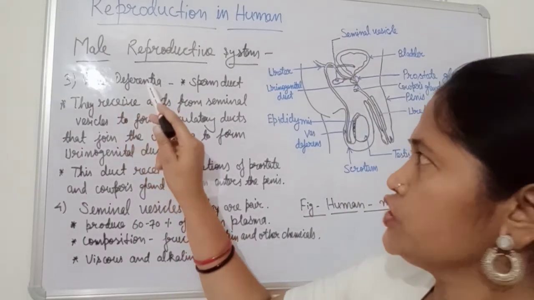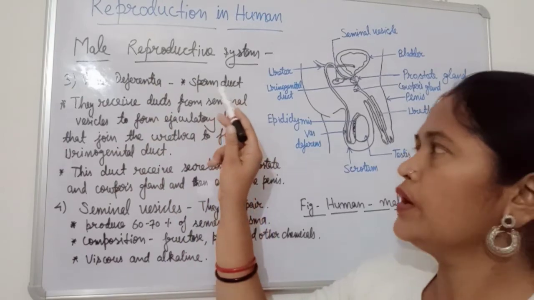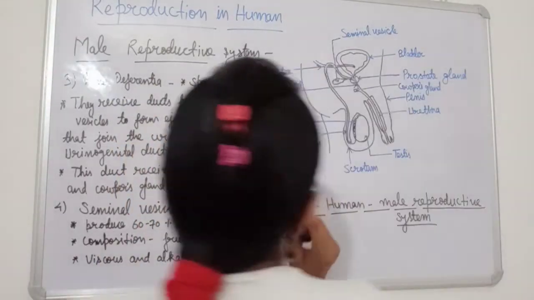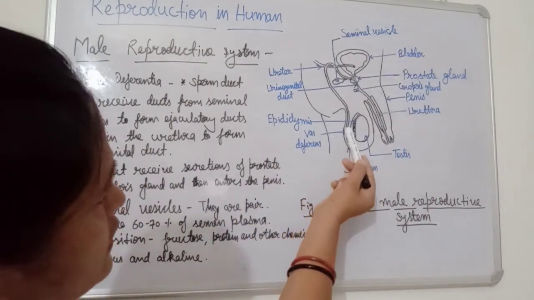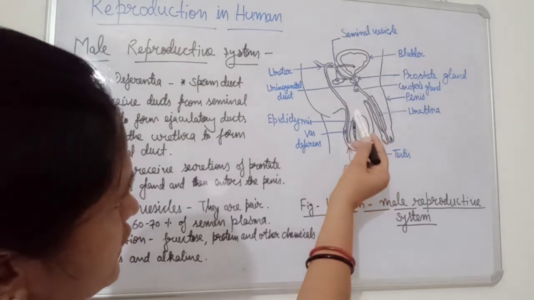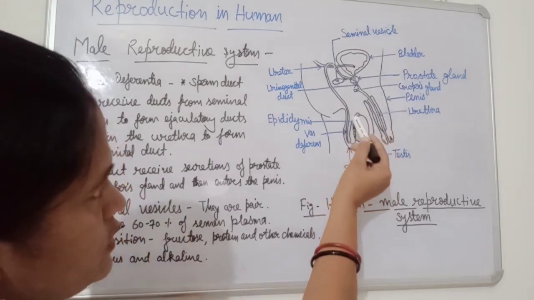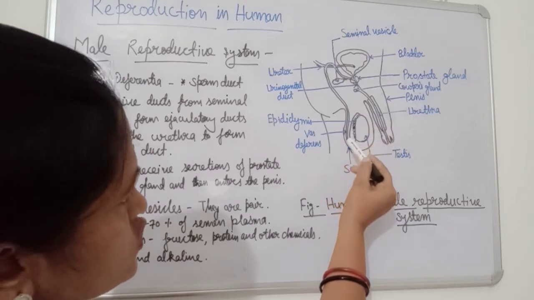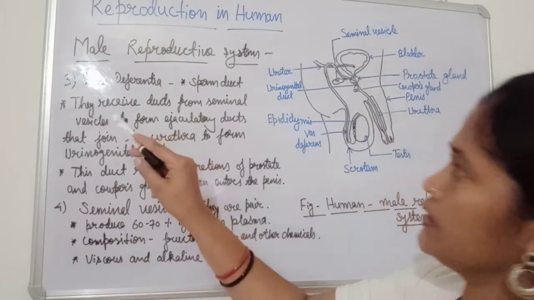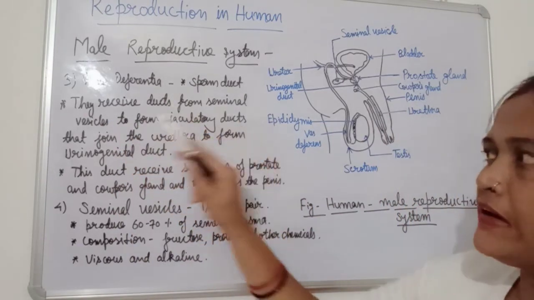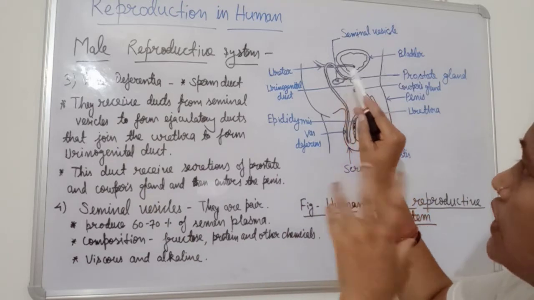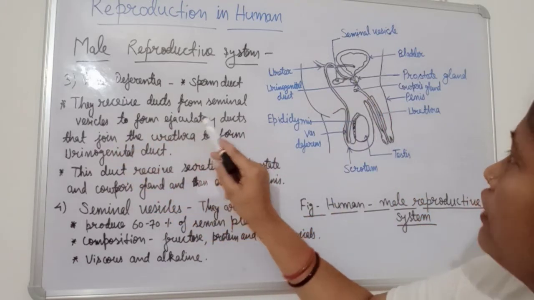Now the vas-deferentia, which is also commonly known as the sperm duct. All of you see where it is located in the diagram. It is a tubular structure. After the epididymis, where the sperm has been stored, the sperm then passes into this tubular structure, the vas-deferens. It receives a duct from the seminal vesicle, this one, to form the ejaculatory duct.